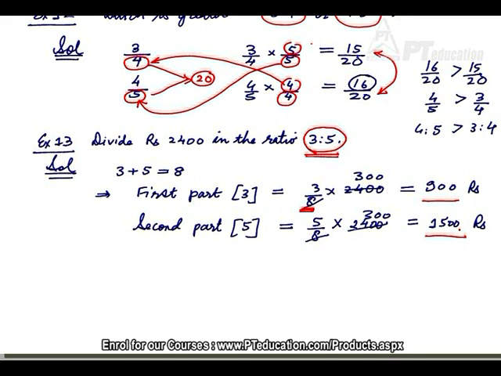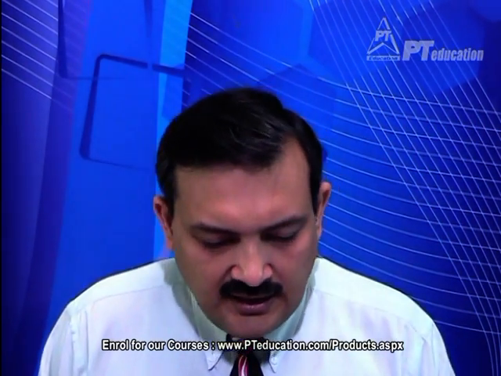In fact, you don't even need to do the second calculation because once you know 900, you can subtract 900 from 2400. Let me in the red ink write down rupees properly. Now rupee has a very nice beautiful symbol. So we have made that nice beautiful symbol of rupees. Here it is. So I hope this example 13 was clear. Let us move on to example 14.